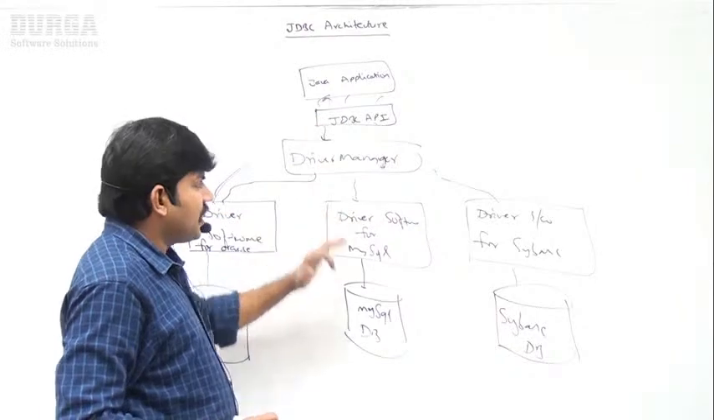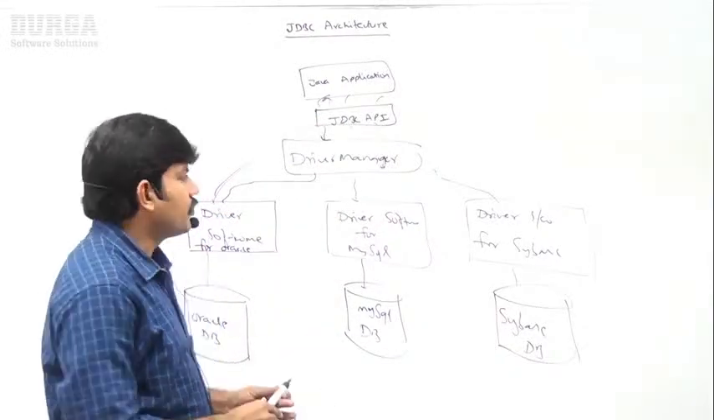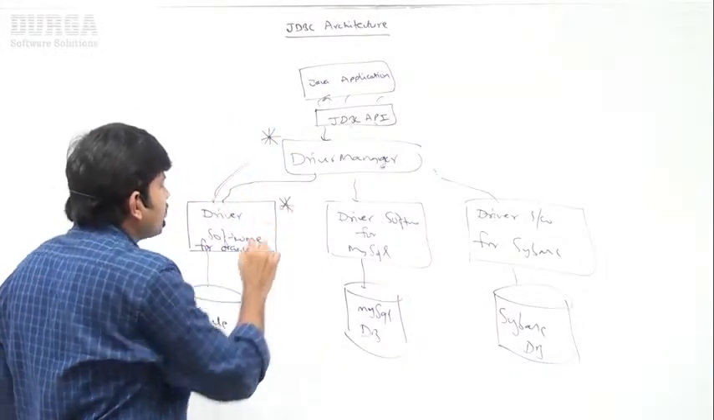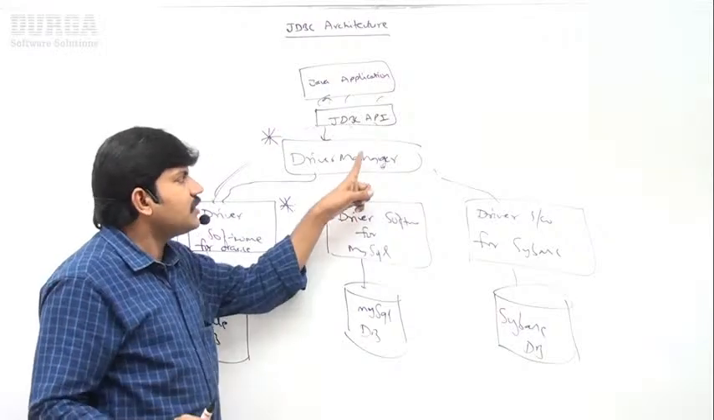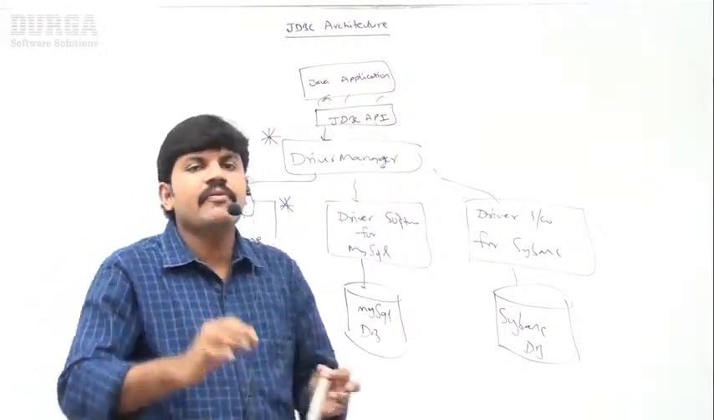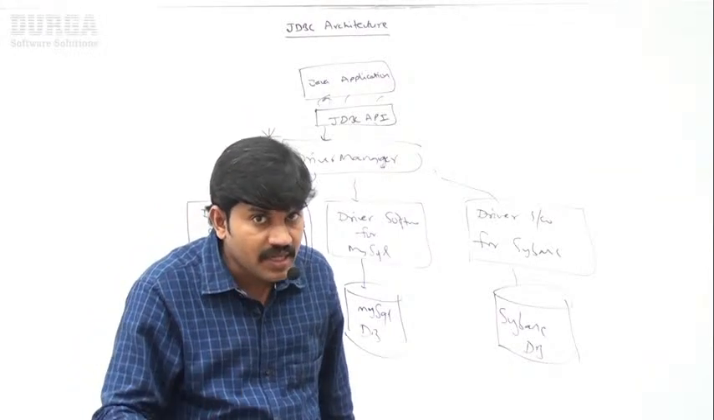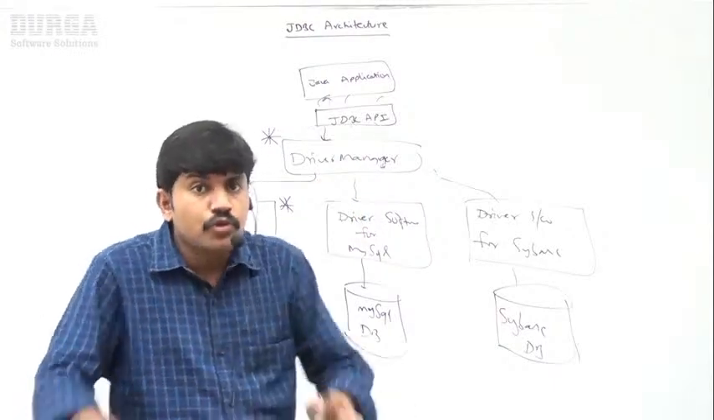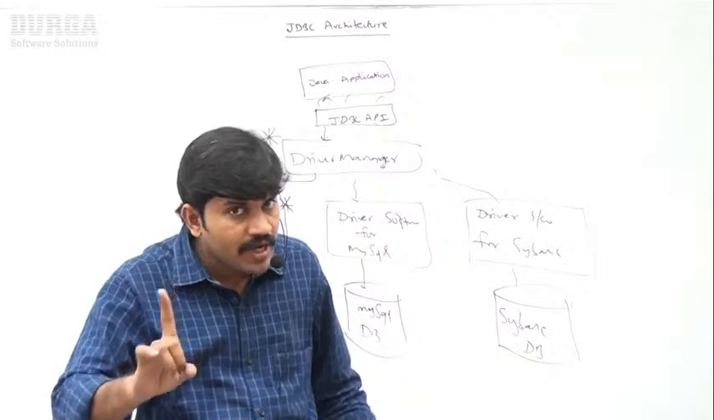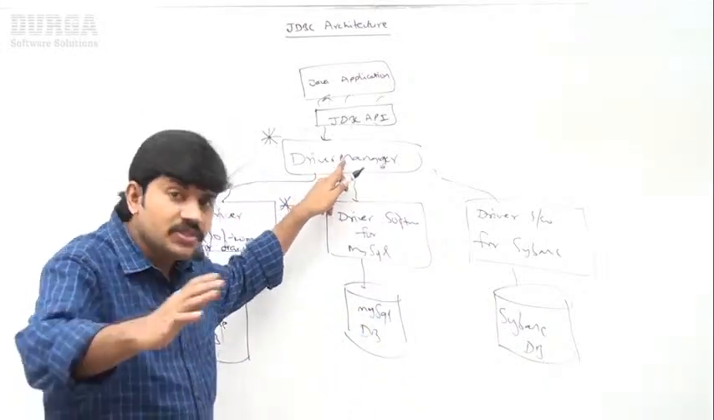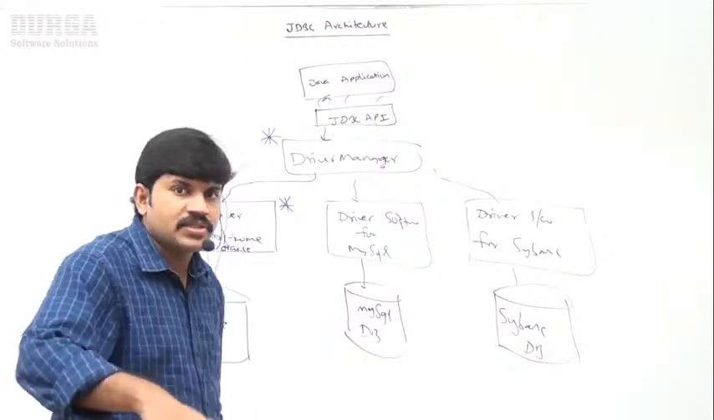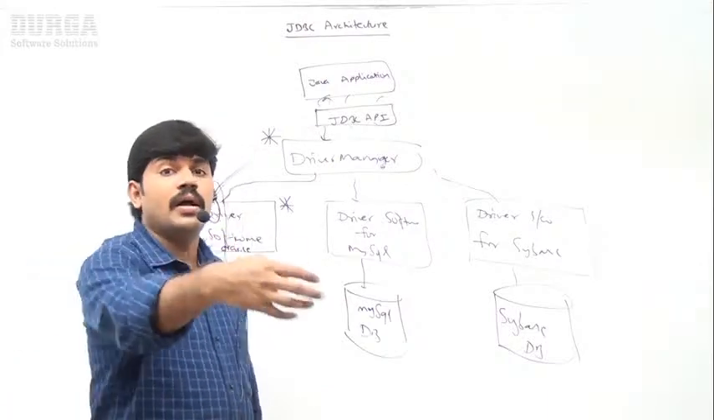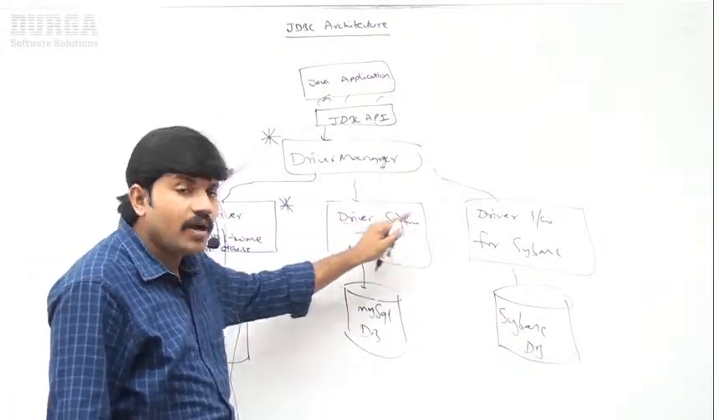So, in this JDBC architecture, there are two important components. One is driver manager. Second one is nothing but what? Driver software. Can you spell out what is a driver manager? What is the role? Driver manager is a class present inside java.sql package. Driver manager is the responsible to manage all database drivers, to register a driver, to unregister a driver, and to provide connection to the database with the help of driver software.